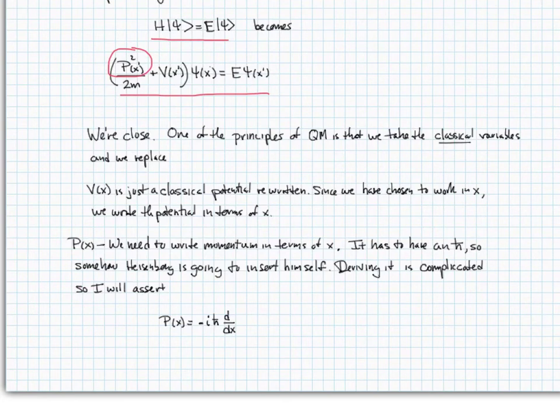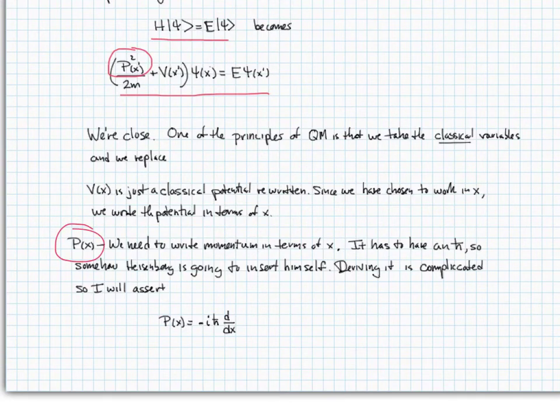We're really close. So one of the things that we know from quantum mechanics, one of the principles, is that we can take classical variables and replace them with an operator that's the same as the classical one. So V of x is the classical potential, so we'd rewrite it in terms of x, so 1/2 kx squared becomes 1/2 kx squared. This is the curious one though, p of x.